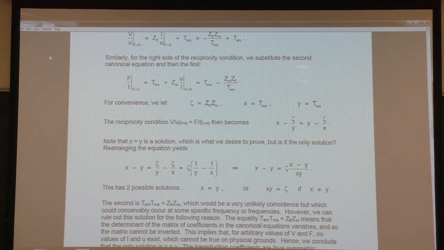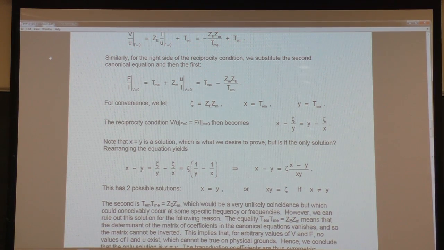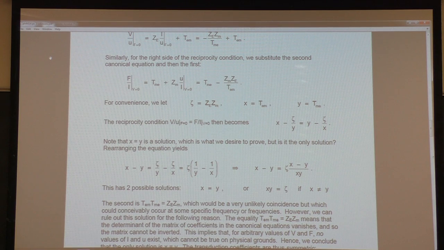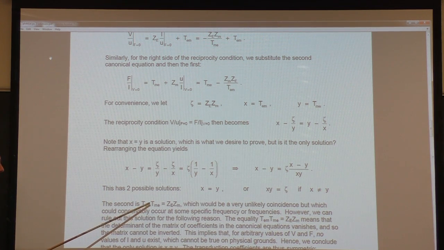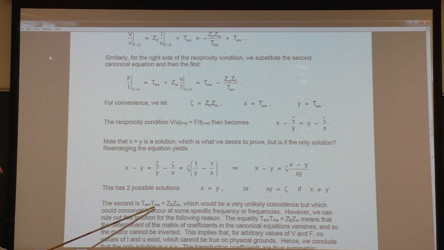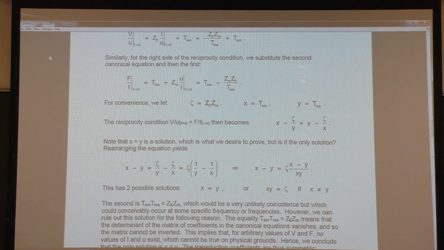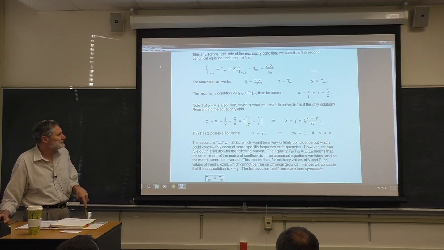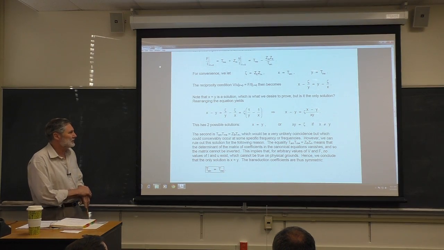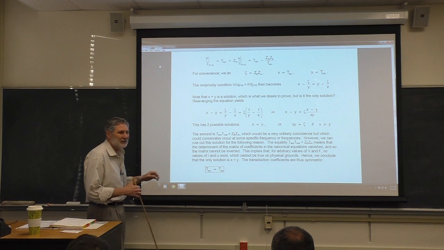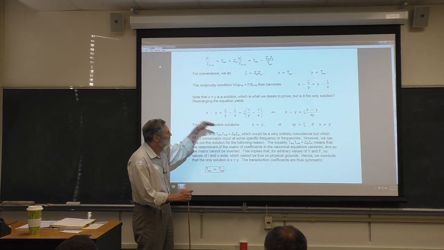However, let's not forget these are functions of frequency. You're sweeping over, let's say, a huge frequency range. It could happen that at some frequency or frequencies, this equality holds, right? So we're being rigorous about this. So it looks like we have this annoying little thing here.